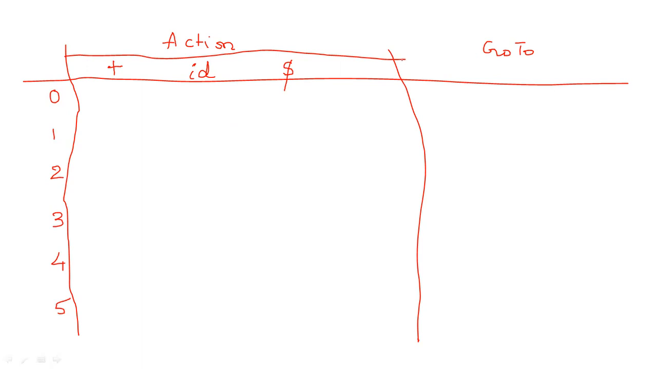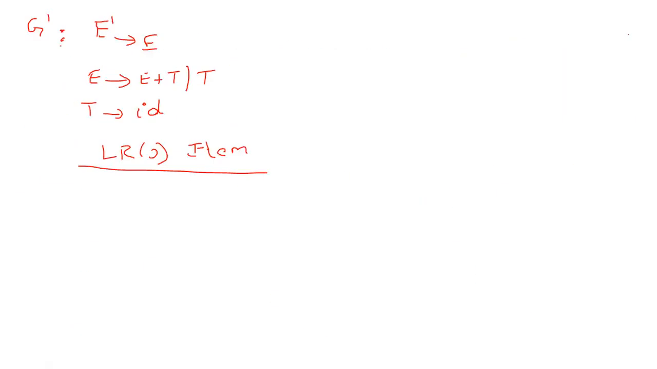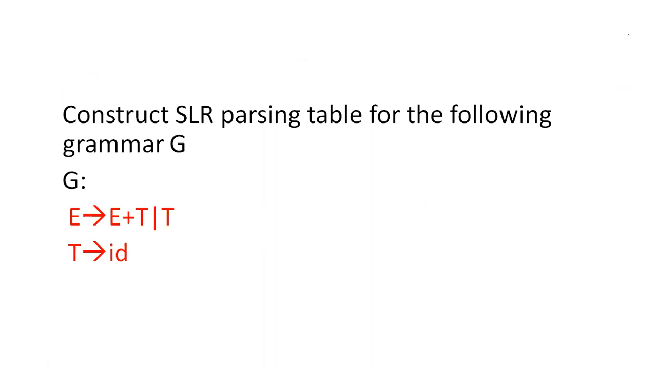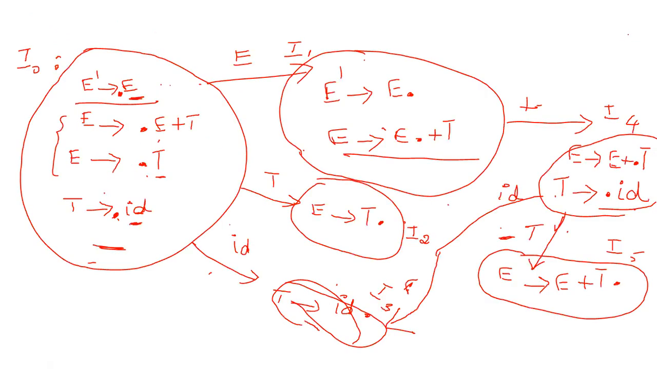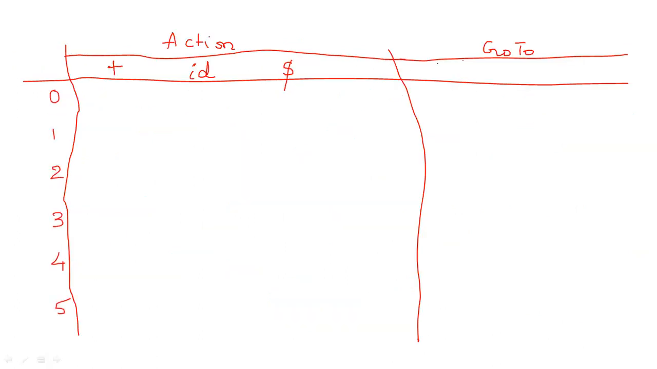The goto part deals with only non-terminals. So what are the non-terminals available in the given grammar? That is capital E and capital T. You should not include E dash, because E dash is the augmented production that you added. It is not given in your grammar. You have to include only the non-terminals available in the given grammar. So here it is E and next one is T. That's it.